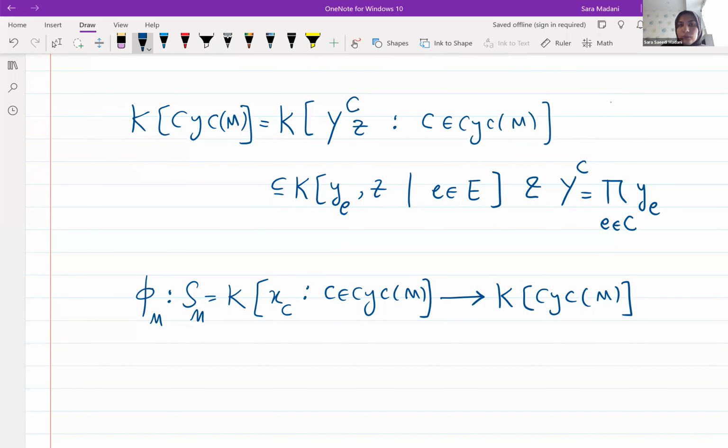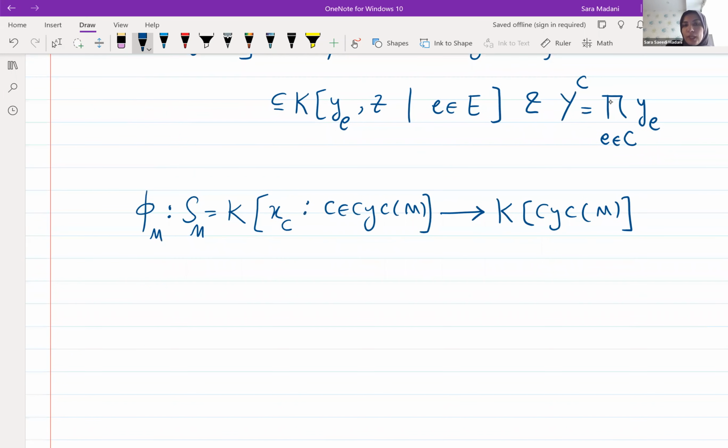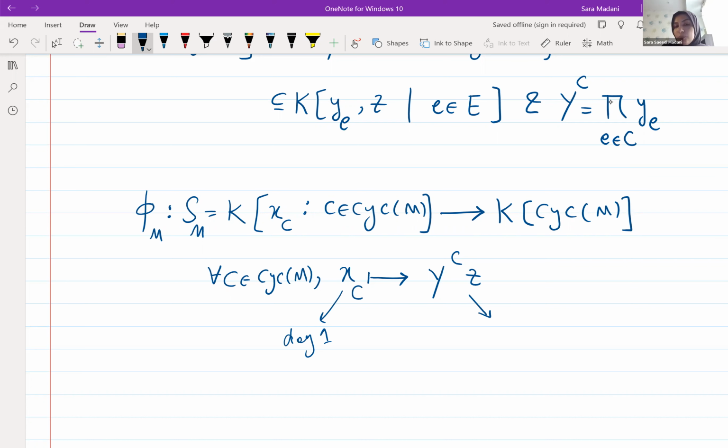So how does it work? Very natural. It sends a variable associated to a cycle like C to the corresponding monomial in the right-hand side, namely y_C z. And we take these variables to be in degree 1, as usual, standard grading. And as I discussed before, we took also these monomials of degree 1.